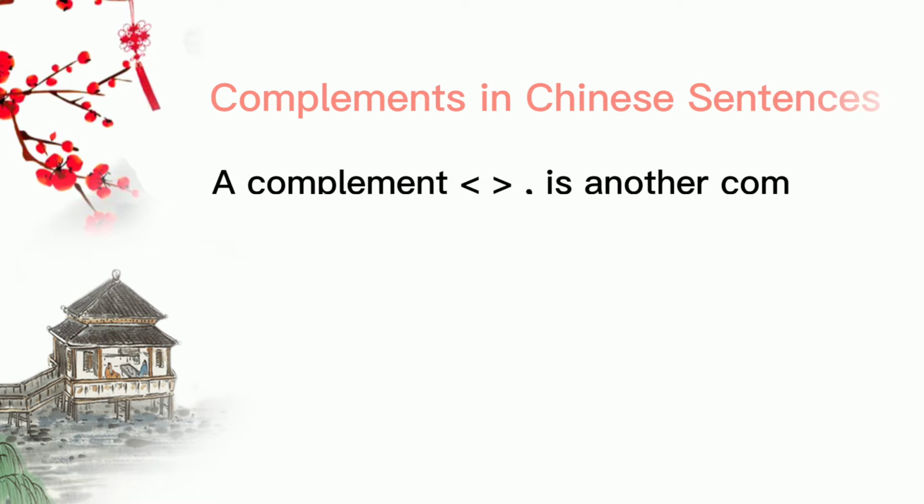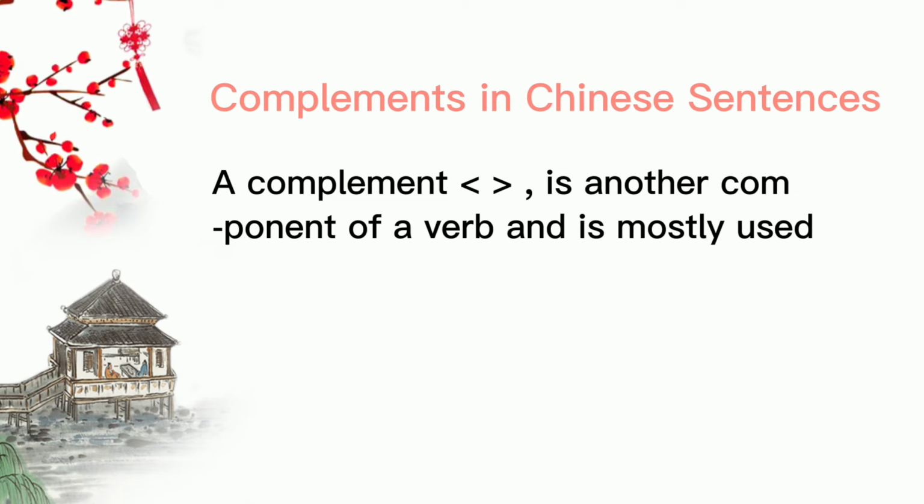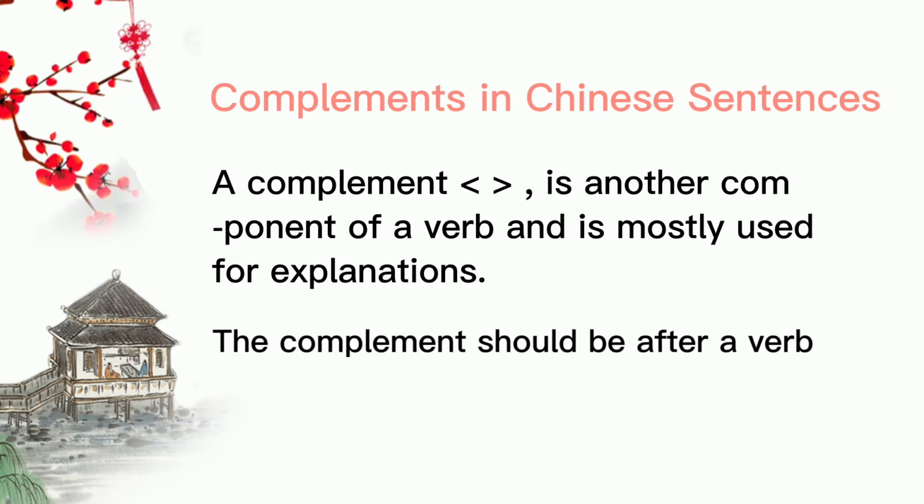Next, we'll talk about the complement. A complement is another component of a verb and is mostly used for explanations. The complement should be after a verb or an object. Here are some complement examples.